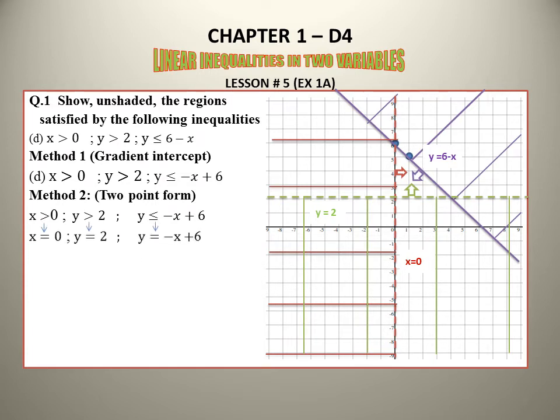These are the associated equations of all the inequalities. This is a vertical line, which is this. This is a horizontal line, which is this.